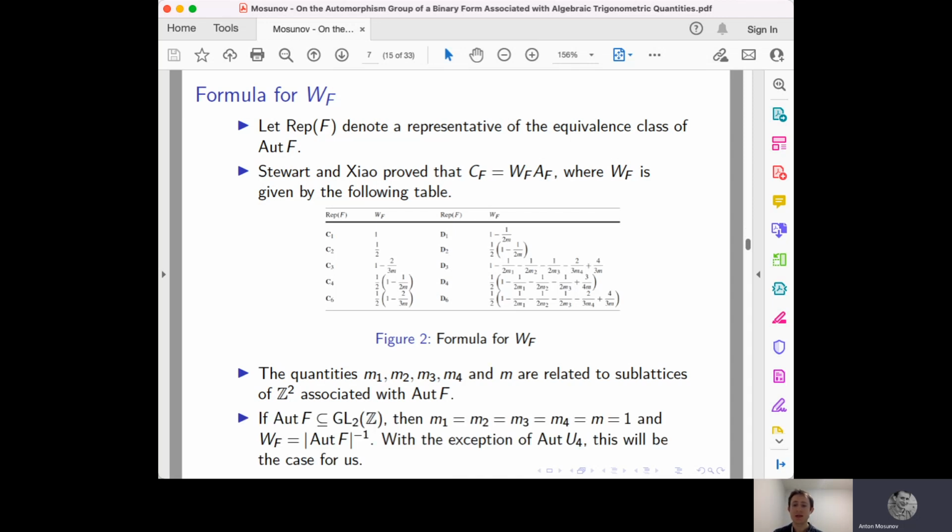But with the exception of the automorphism group of the fourth Chebyshev binary form of the second kind, in our case these automorphism groups will actually be subgroups of GL2Z. As a consequence of this, all of the quantities m1 up to m4 and m will be equal to 1. And so W sub f will have a very simple formula. In particular, it will equal the inverse of the size of the automorphism group itself.